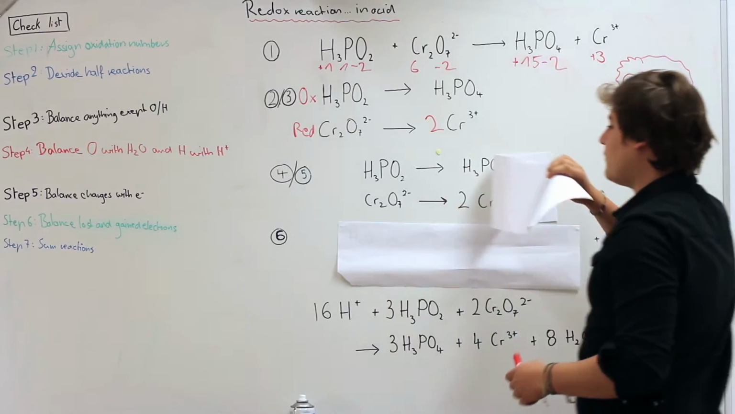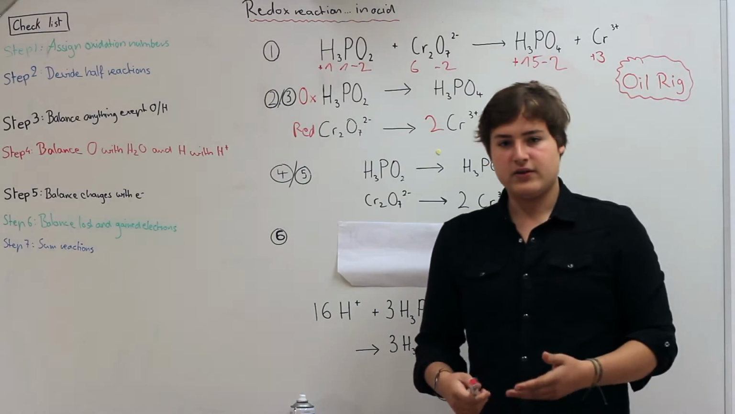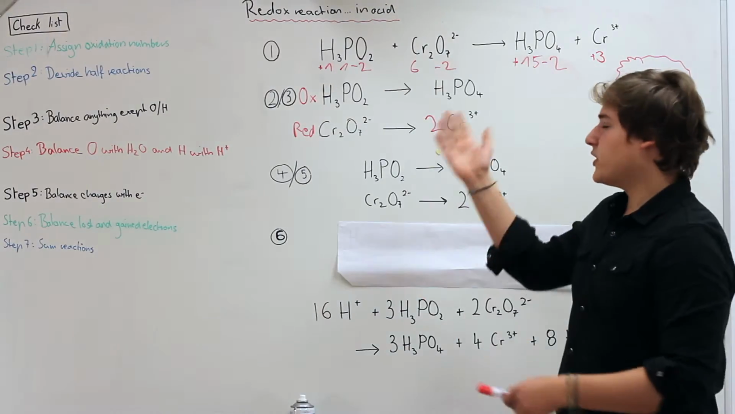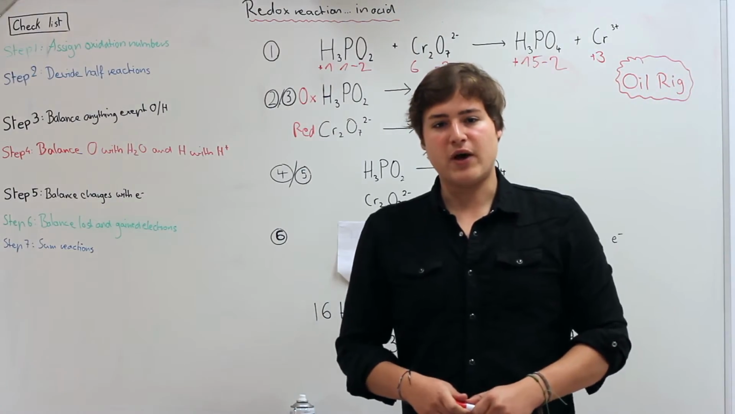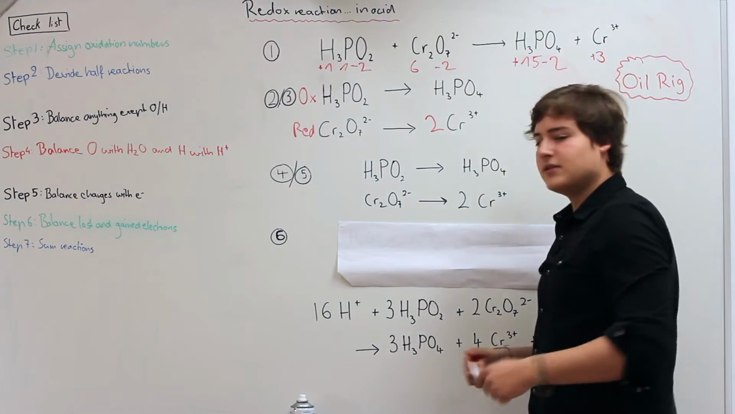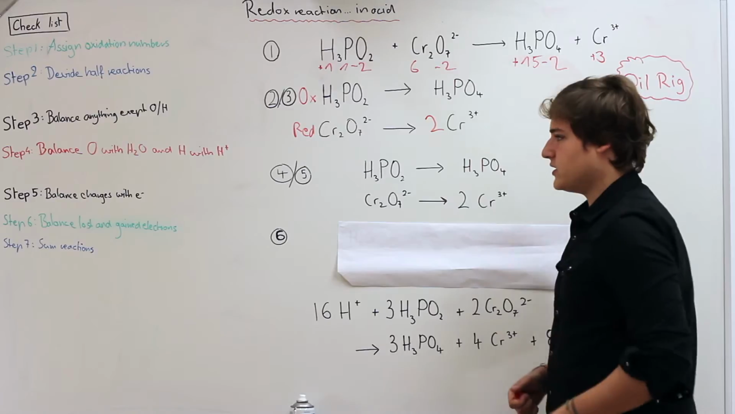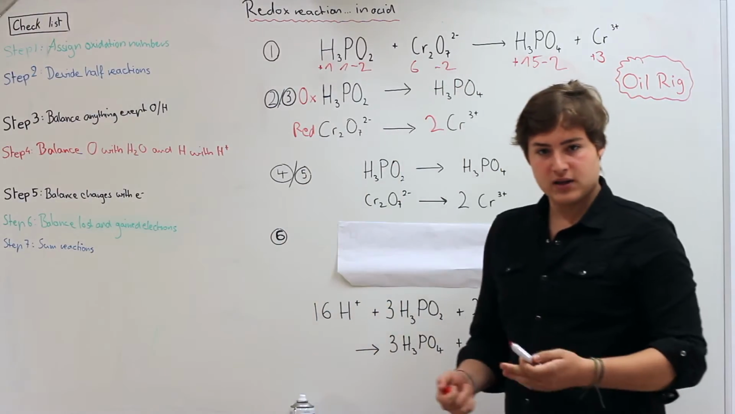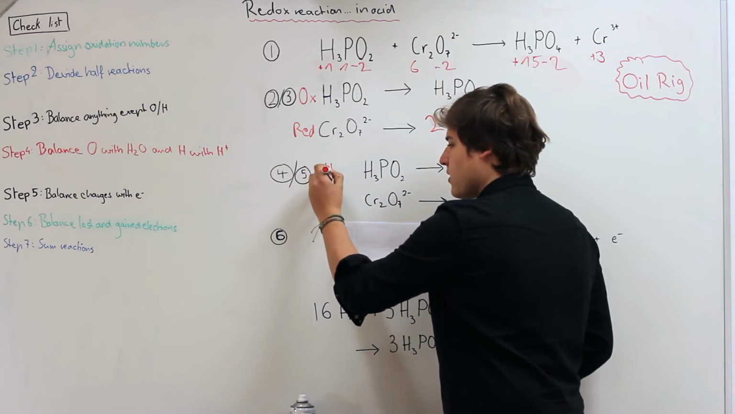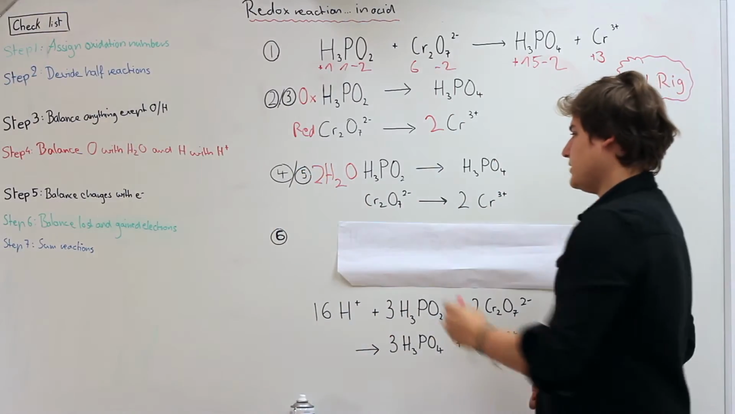Now, to come to step 4, we're going to balance the O's with H2O and the H's with H+. This is because we're in an acid solution. Let's calculate this. We see here we have 2 oxygens on this side and 4 oxygens on this side. Sticking to the rule, we have to balance the oxygens with H2O, so I'm going to add 2 H2O on this side.